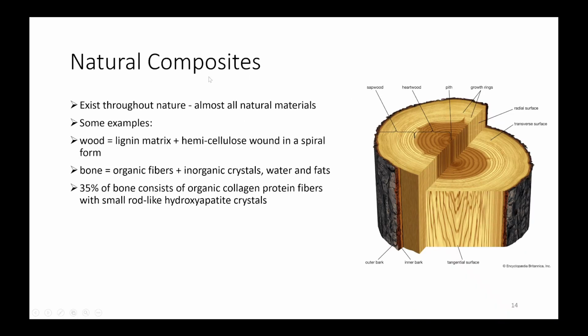Now natural composites exist throughout nature, and almost all natural materials are made of composites. For example, woods, bones, and various parts of trees are all made of these composites.